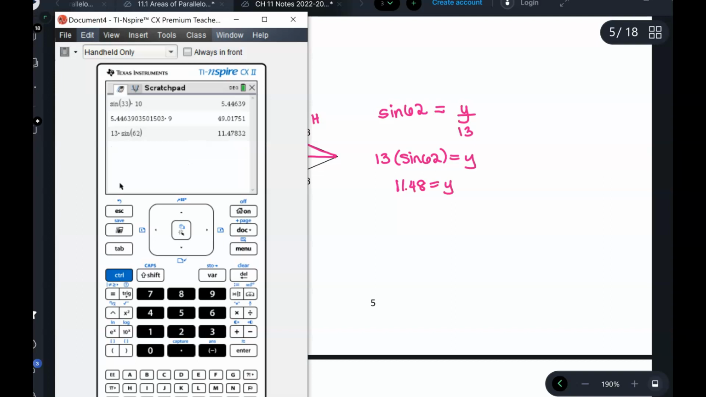Now, what I want to show you, because I'm going to have two values here. If we want to get really precise, I want to show you how we can store values. If we press Control and then the VAR, that stands for variable.